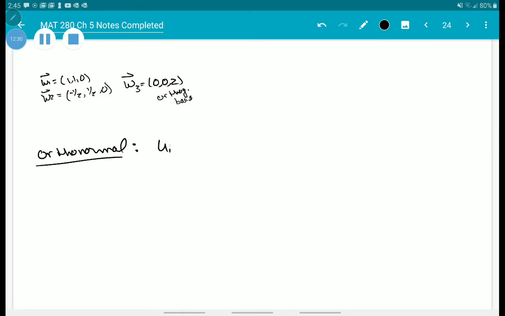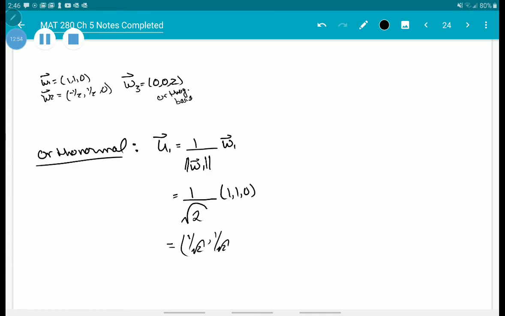So I'm going to call it U1, U2, and U3. So U1 is going to be 1 over the magnitude of W1 times W1. So the magnitude of W1 would be square root of 2. So U1 would be 1 over square root of 2, 1 over square root of 2, 0.